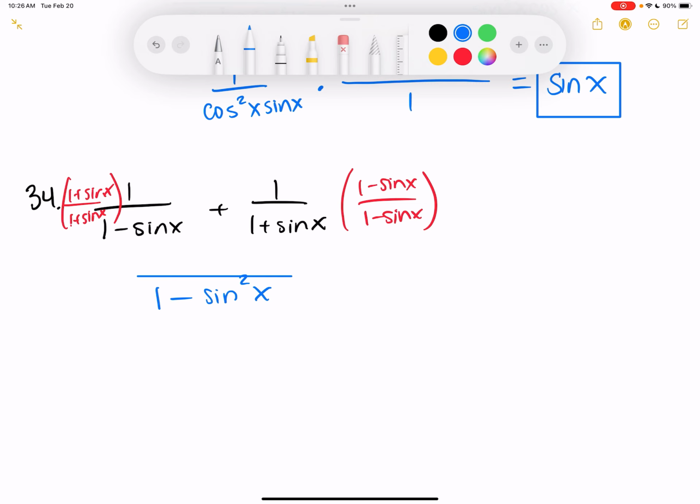Okay. 1 plus sine x plus 1 minus sine x. I was wondering what that line was for, and then that's when I realized it's the top of the fraction. Wrote the bottom there. So the sine of x's are going to cancel on the top. The 1 minus sine squared of x is going to be cosine squared of x. So this is going to be 2 over cosine squared of x.